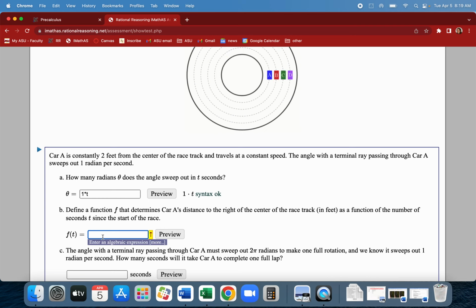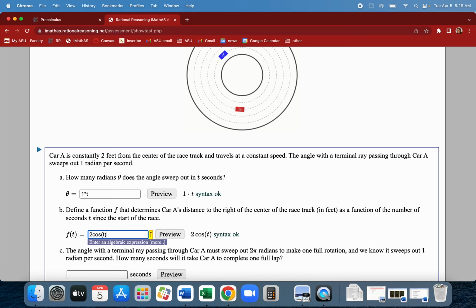I don't have a radius of 1, however. I have a radius for car A of 2, right? So in terms of my horizontal distance relative to the center of the circle, I'm going to have 2 cosine of, not theta, but just of t, right? I can put 1t in there if I want to. But 2 cosine of t would be the horizontal position, just as the r cosine of theta idea, but theta is equal to t based on our computations in the first part.